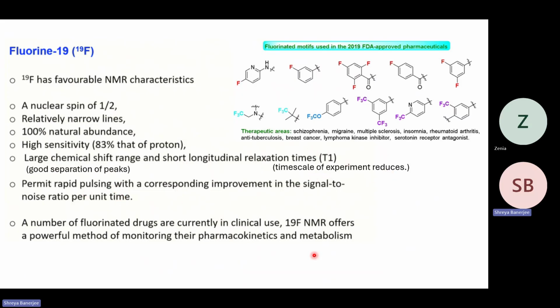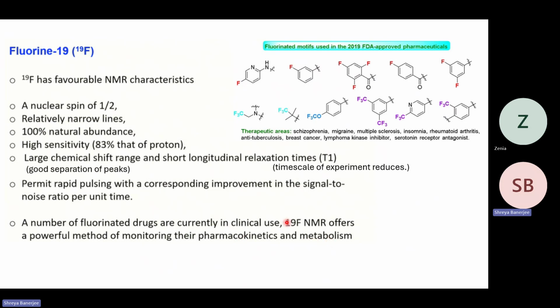Another advantage is that a number of fluorinated drugs are currently in use. So these are some examples shown of fluorinated drugs used for different disorders. So 19F offers a powerful method to monitor the pharmacokinetics and metabolism of these drugs because 19F does not naturally occur in the body. So the 19F signal of the drugs will not be confused with any signals of molecules naturally occurring in the body, and you will be able to accurately follow the metabolism of the drug.